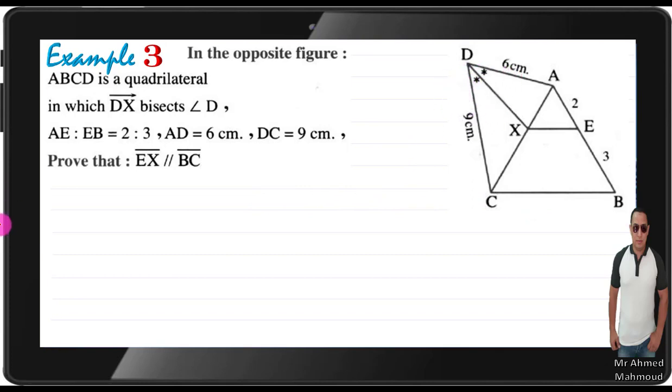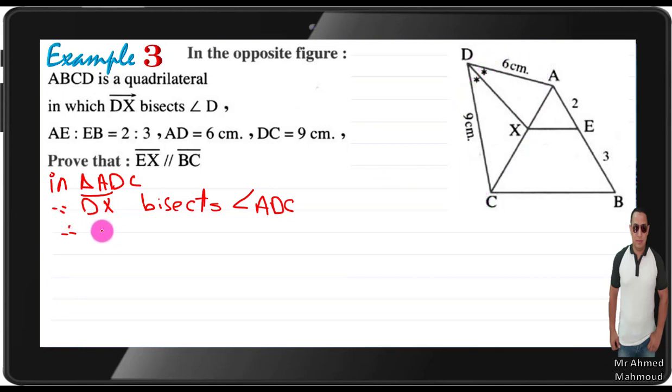In triangle ADC, since DX bisects angle ADC, therefore, here this is the internal bisector. So XA over XC equals AD over DC.